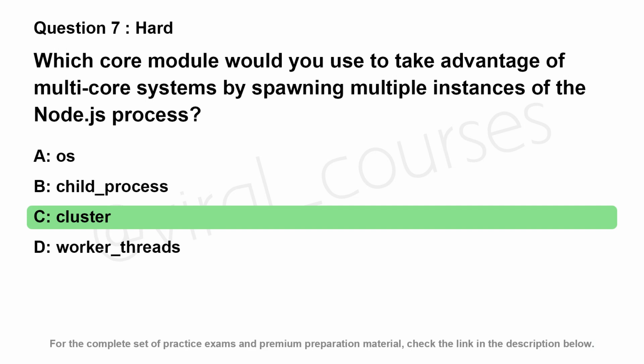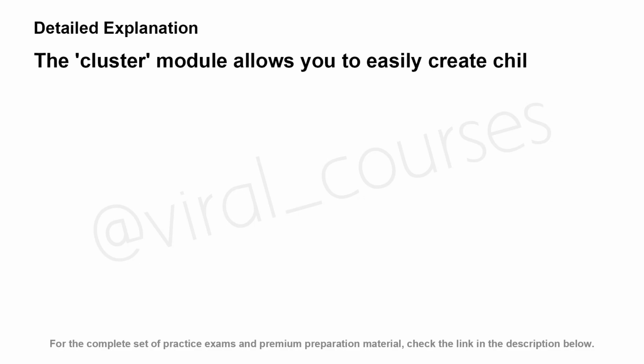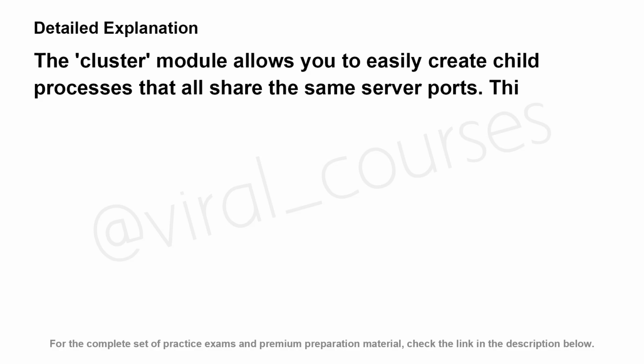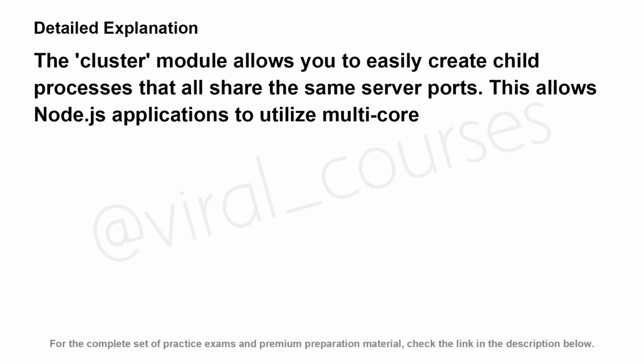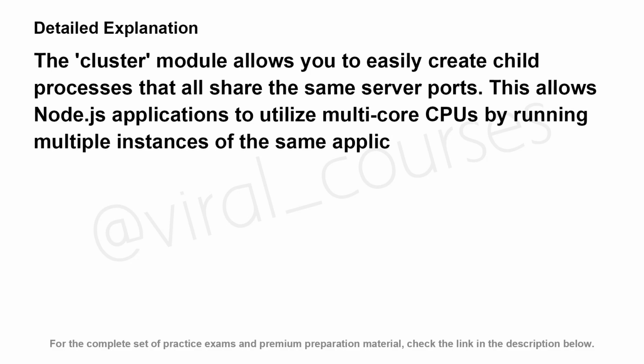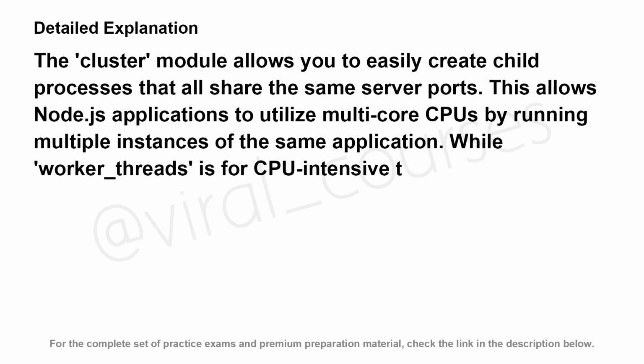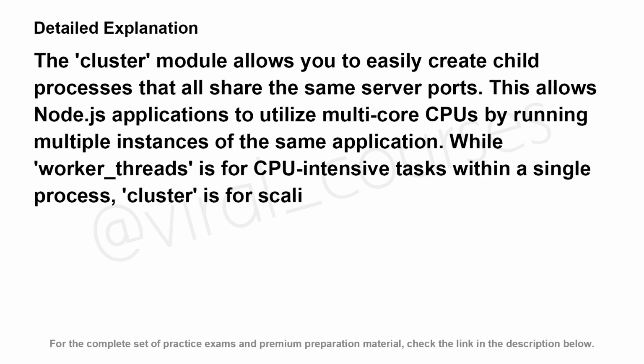The correct answer is C. The cluster module allows you to easily create child processes that all share the same server ports. This allows Node.js applications to utilize multi-core CPUs by running multiple instances of the same application, while worker_threads is for CPU-intensive tasks within a single process. Cluster is for scaling the entire process.